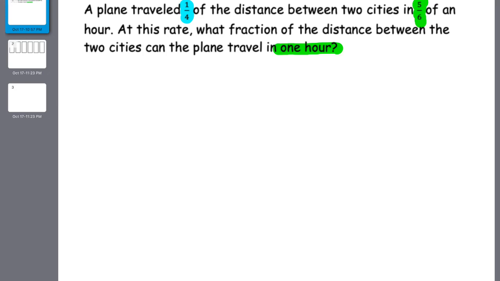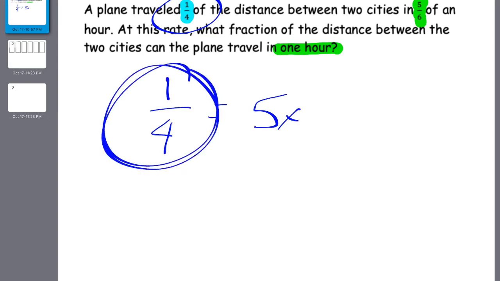5/6 is 5 parts out of 6. Okay, 5 parts out of 6. So, in other words, this 1/4, something times 5 equaled this 1/4. In other words, it took 5 parts of something to make this 1/4. Okay, and considering that, what I would like you to do is multiply the denominator by 5.